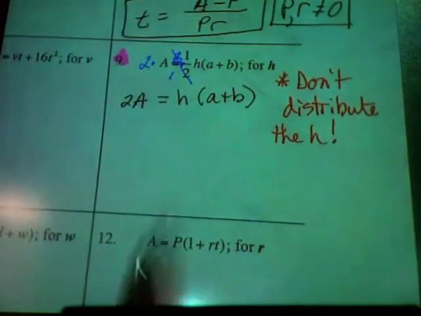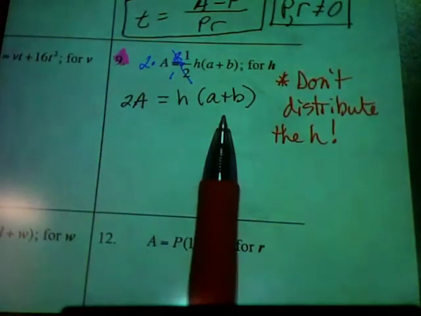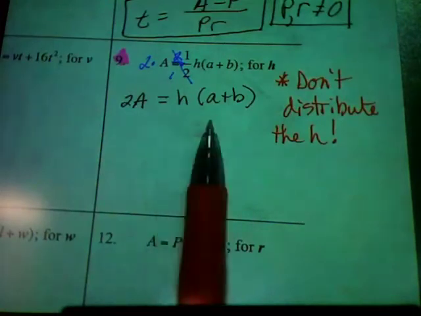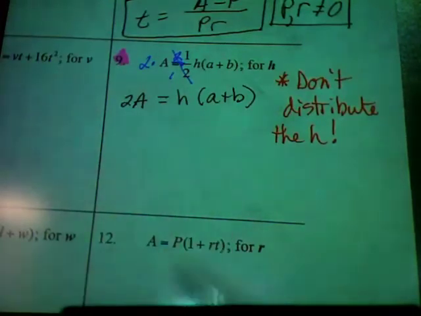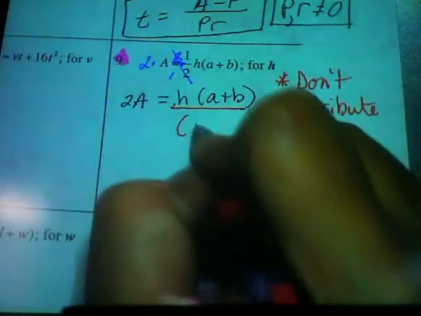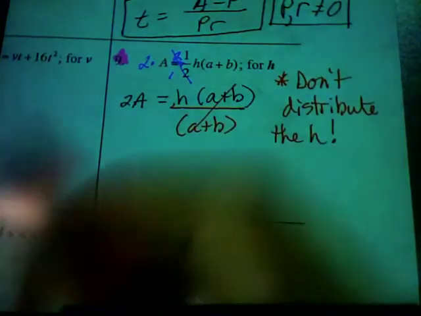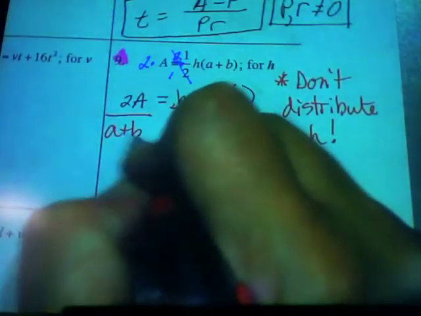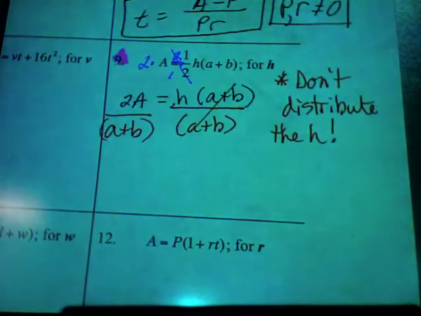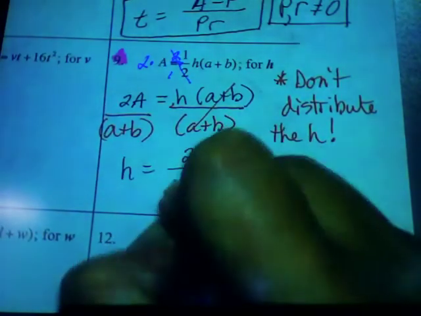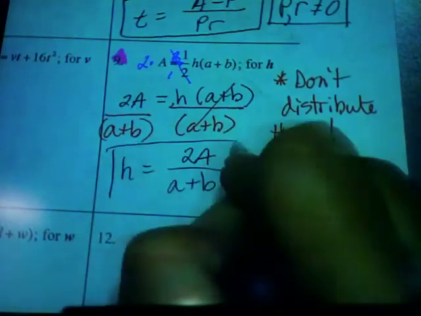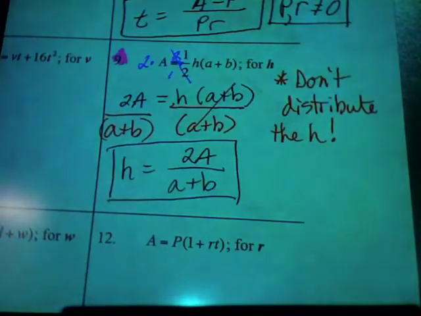If I'm trying to solve for h, what's happening to the h and this a plus b? It's being multiplied by a plus b, right? So how do you undo that? If I divide this whole side, and I'm going to use parentheses, by a plus b, won't the a plus b's cancel? So then I have to divide this side by a plus b. So I'm going to use the symmetric property, and I've got h is equal to 2a over a plus b. Now, the restrictions on this are a little bit more tricky.